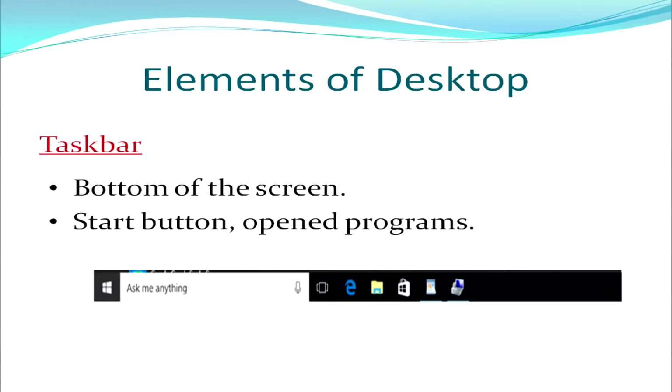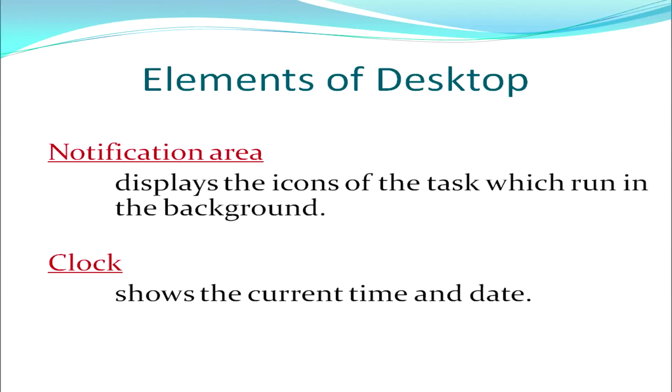Next is the taskbar. It is generally present at the bottom of the screen, although it is movable, you can place it anywhere. It has the start button, it has the open programs, and it also has the date and time option on one corner. It is a very useful element of the desktop that helps me know what exactly I am working on currently. Then you have the notification area. It displays the icons of the tasks which run in the background, and a clock which shows current system time and date. Generally, the notification area and the clock are on the taskbar itself, so they are not separately marked as such.